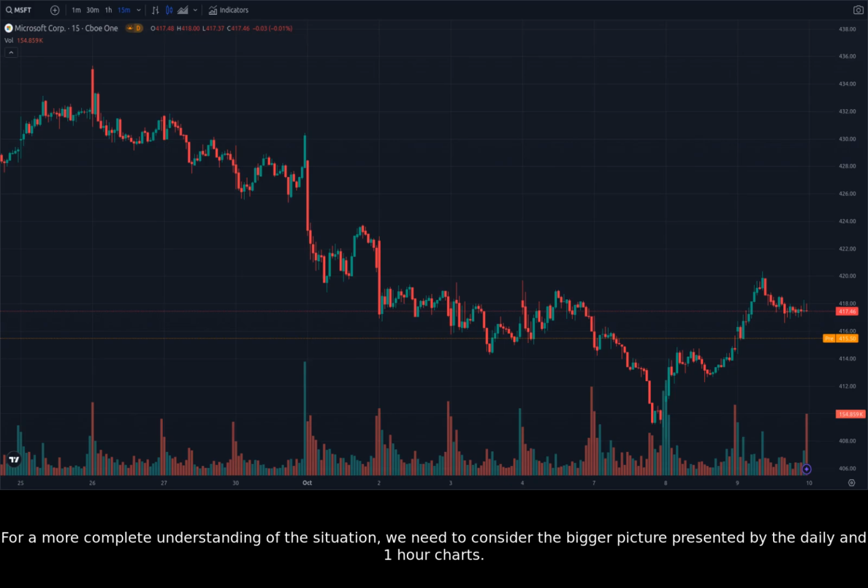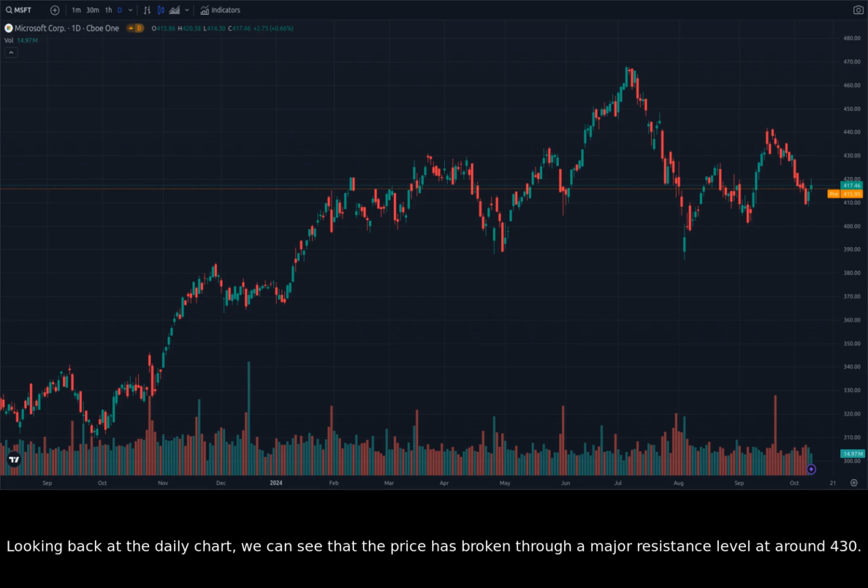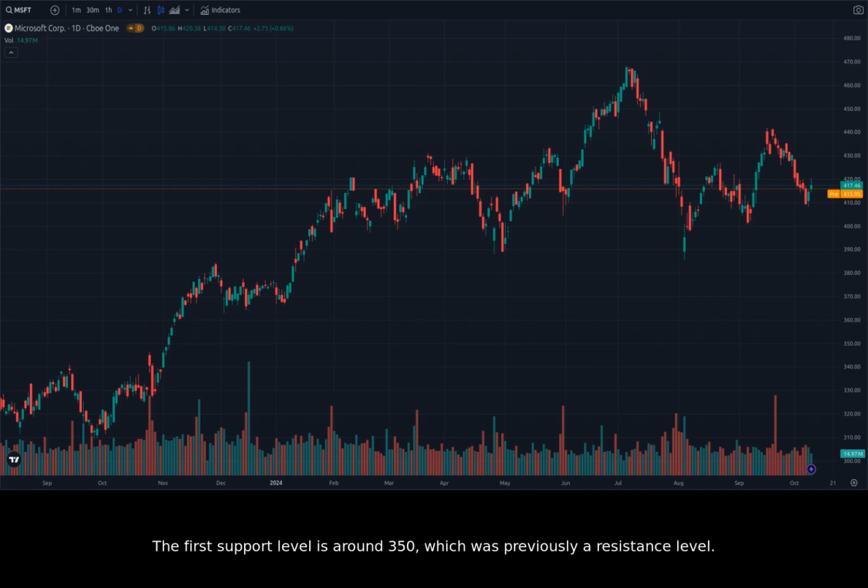Looking back at the daily chart, we can see that the price has broken through a major resistance level at around 430. This breakdown suggests that the bullish trend might be fading, potentially setting the stage for a bearish move. However, there are some key support levels that could limit the downside potential. The first support level is around 350, which was previously a resistance level. This level could act as a buffer, potentially preventing a deeper decline.